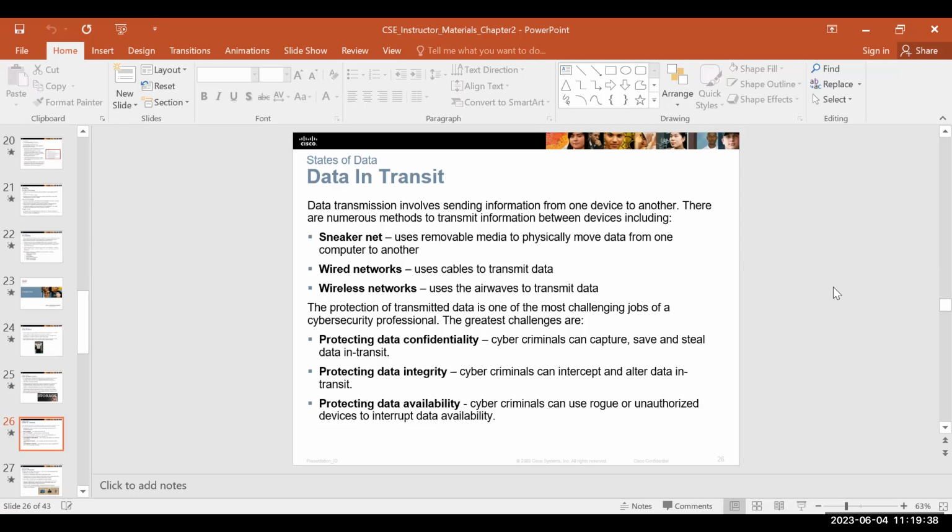Protection of transmitted data is one of the most challenging jobs of a cybersecurity professional, because this data is in between two parties, system A and system B, a sender and a receiver. Protecting it at that intermediary level is quite a task. Protecting data confidentiality is very important, as cyber criminals can capture, save, and steal the data in transit. Protecting data integrity, because cyber criminals can intercept and alter data in transit. And lastly, protecting data availability, because cyber criminals can use rogue or unauthorized devices to interrupt data availability.